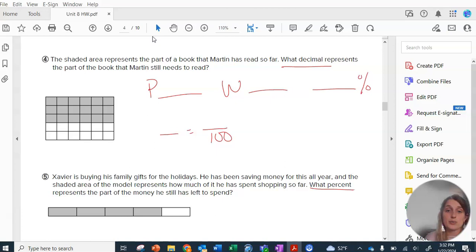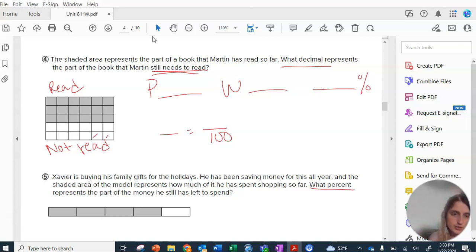The shaded area represents the part that he has read so far, which would mean that the white area is the not read part. What decimal represents the part of the book he still needs to read that he has not read? So don't assume that I'm always asking you about the gray part. You need to actually read the question. In that second sentence, in that question sentence, I got 2 main pieces of information. I'm looking at the not read part, the white part, and I'm looking for a decimal version of my answer.